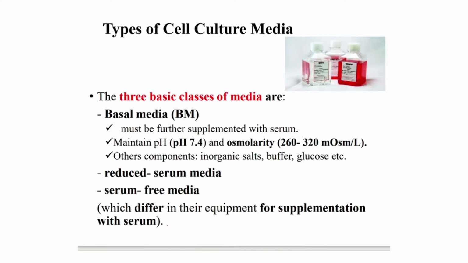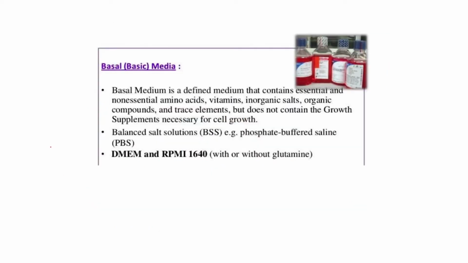So basically, there are three types of media that are used for animal cell culture. Number one, basal media. Number two, reduced serum media. And number three, serum free media. Now, let us see the first type of media that are used in animal cell culture.